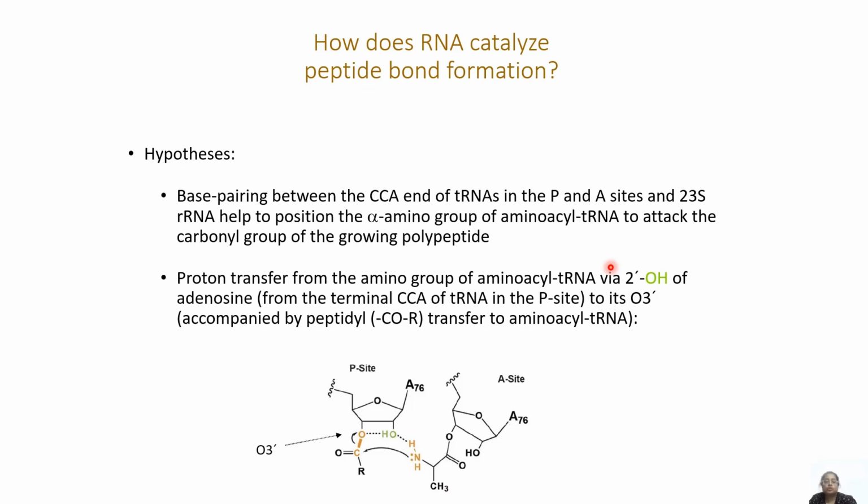So, base pairing between the CCA end of the tRNAs in the P and the A sites, the peptidyl and amino acyl attack sites at 23S RNA, helps to position the alpha amino group of the aminoacyl tRNA to attack the carbonyl group of the growing polypeptide. So, proton transfer from the amino group of aminoacyl tRNA via 2' OH of adenosine from the terminal CCA of tRNA in the P site to the O3' is accompanied by peptidyl transfer to aminoacyl tRNA.